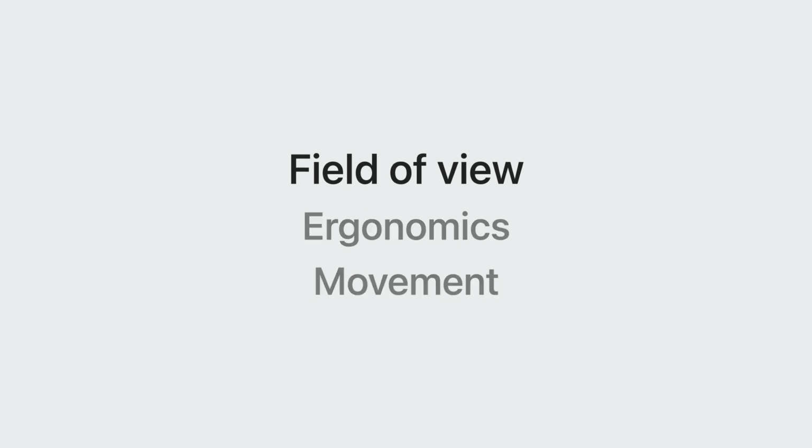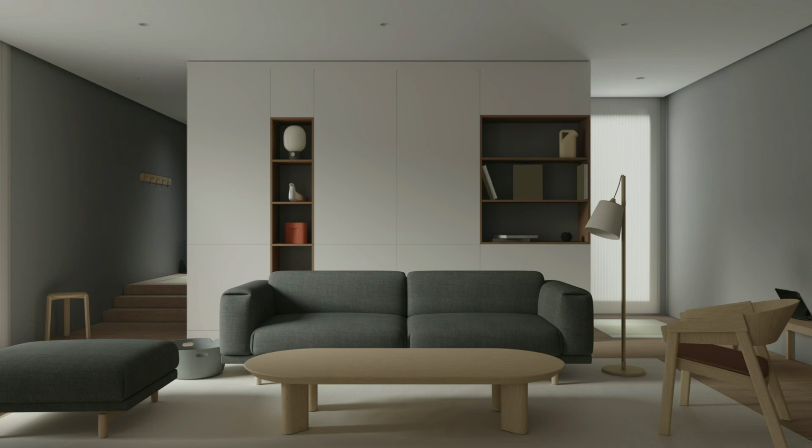Let's start with what people can see. When people wear the device, they see the world in front of them. This is their field of view. It's easiest to see things in the center, so place the most important content there. And the field of view is wide, so use landscape layouts.